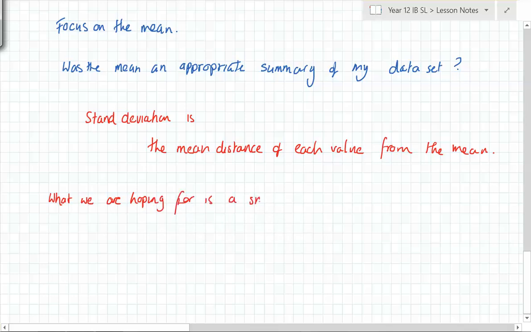is a small standard deviation. Okay. So that would make our mean a reasonable choice of average to use. If our standard deviation was large, it would suggest that we ought to go and use something else. Yeah?